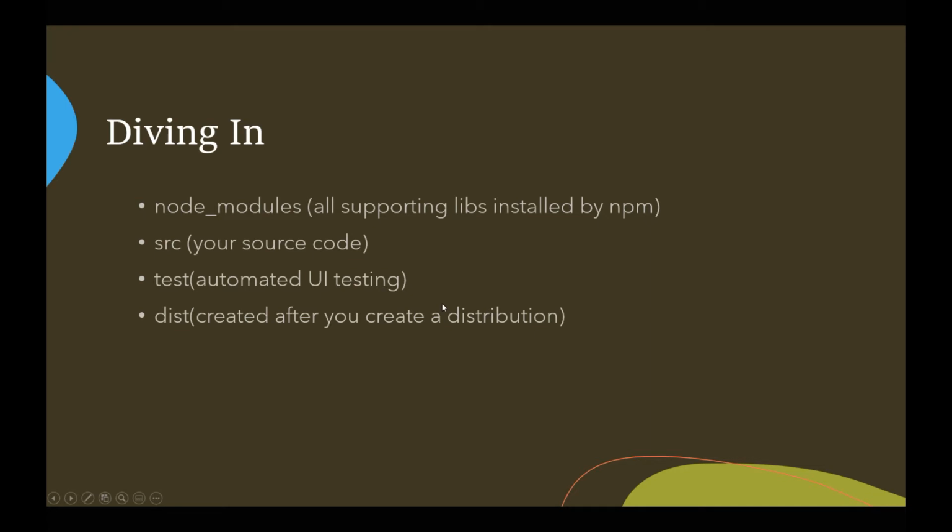So this is a high-level look at the important folders. The first folder is node modules, which are all the supporting libraries installed by npm. Then there is the src source folder, which is where your source code lives. Really any code that you're writing, HTML, CSS, TypeScript, is all going to be in the source folder. There's another folder called test for doing your automated UI testing. And then there's another folder called dist, distribution, which gets created after you create the distribution. So let's look at those folders.